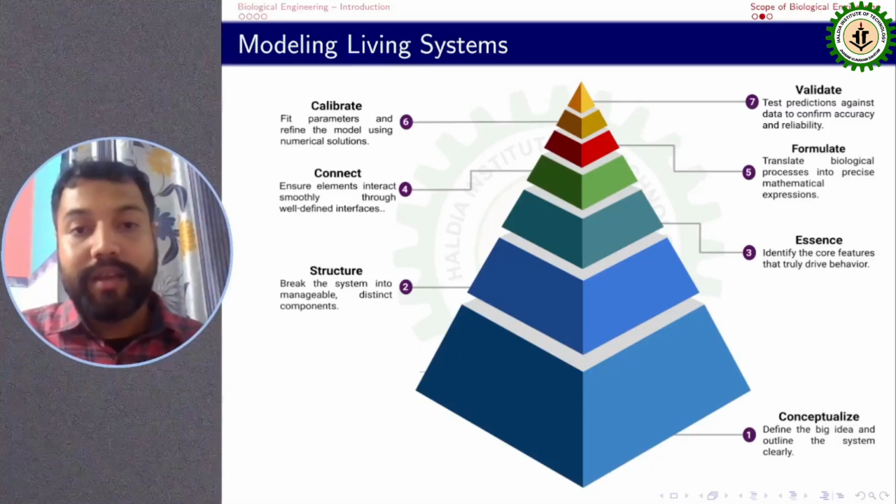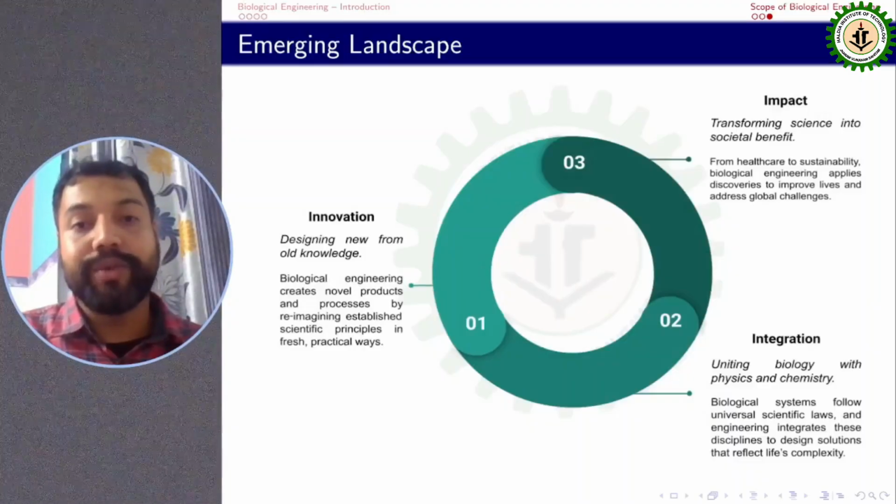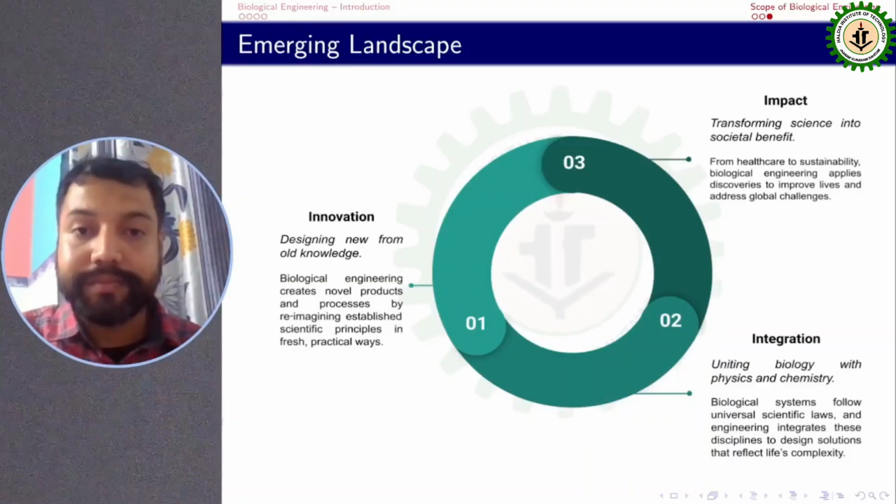Hence, is it not important for us to understand how we can visualize living systems? I guess yes. What are your thoughts?